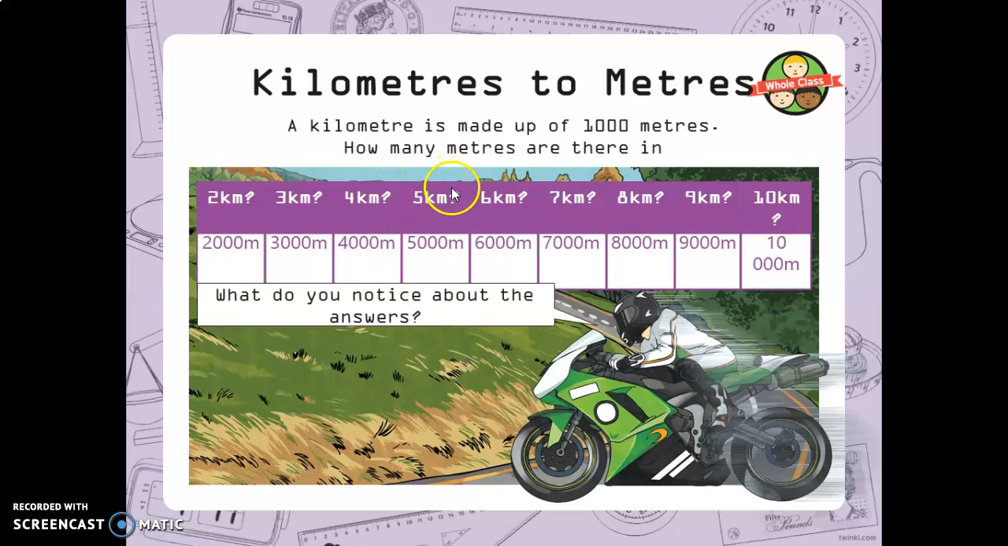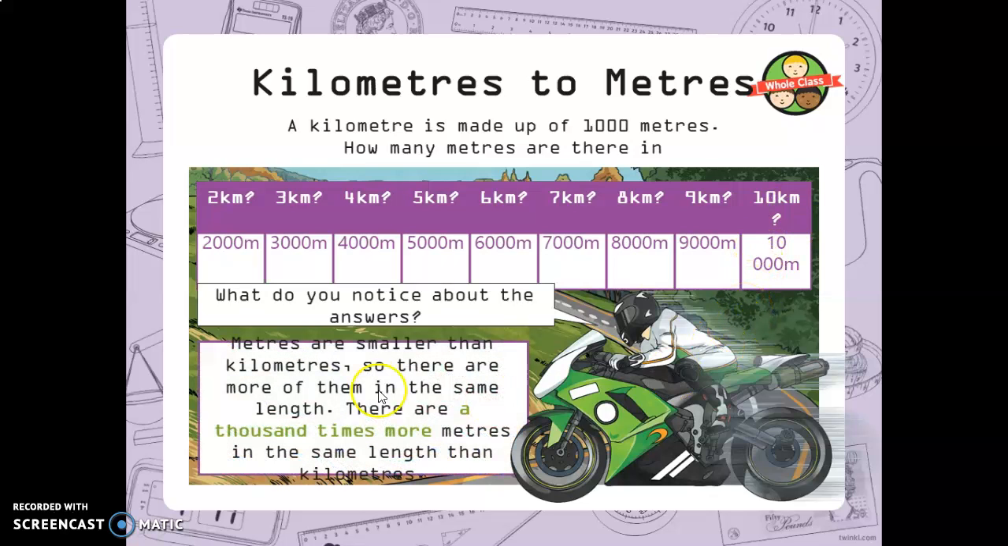So, 5 kilometers is the same as 5,000 meters. 9 kilometers is the same as 9,000 meters, and so on. 10 kilometers is the same as 10,000 meters. Meters are smaller than kilometers, so there are more of them in the same length. There are 1,000 times more meters in the same length than kilometers.